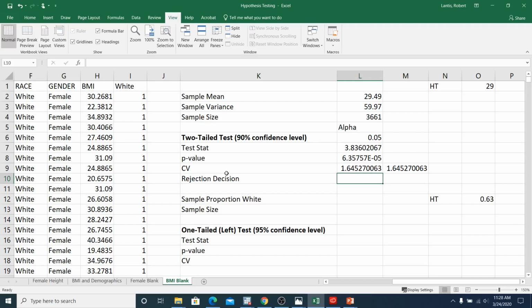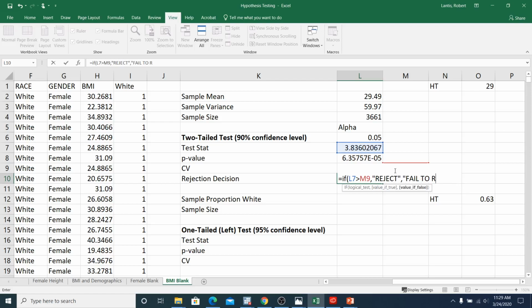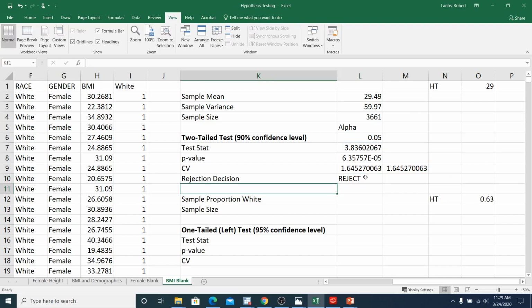So rejection decision equals if my p-value, and actually this one will be a little bit different. This one will say if my test statistic is greater than my critical value, which I had over here, put in the word reject, comma, if it's not, put in the words fail to reject. Okay? We hit enter. So here we had a small p-value, or we had a test statistic much greater than the critical value, so we reject.